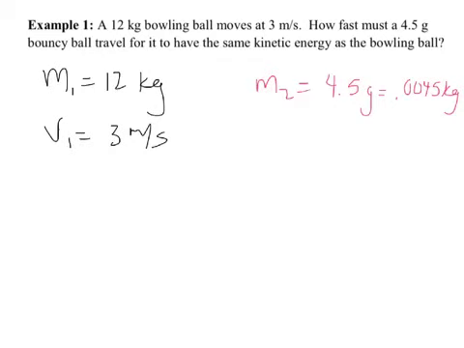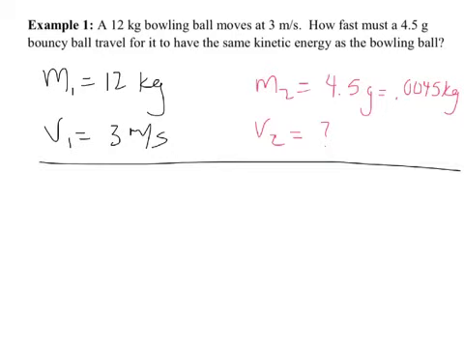What are we trying to figure out? V2. It says how fast must a 4.5 gram bouncy ball travel, so V2 is the question. Do you first have to find the kinetic energy? There are 2 ways to do this problem. One way that Luke just mentioned is to find the KE of the first object. You would have 1/2 times 12 times 3 squared. So 6 times 9 is 54. Or you could set up equations and set them equal to each other.